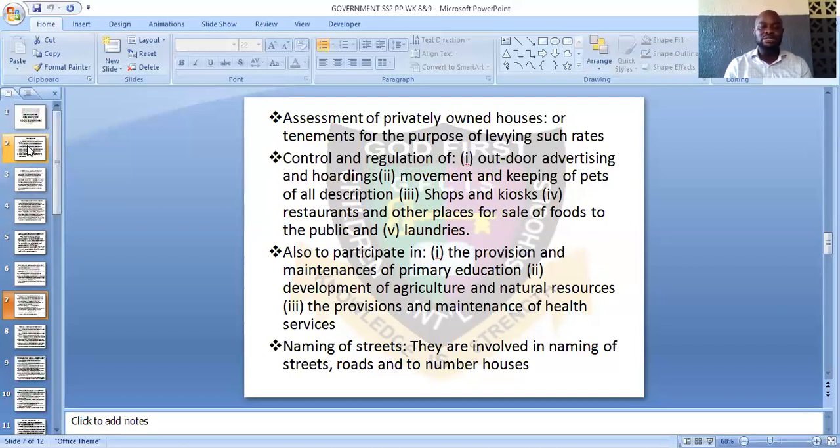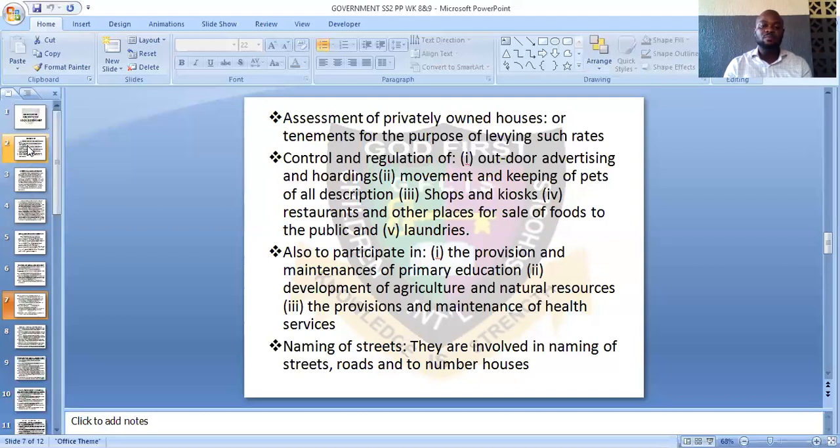Another function is that they also participate in the provision and maintenance of primary schools. If you check your government textbook, it is actually part of their function according to the presidential system of government. So it's there for them.